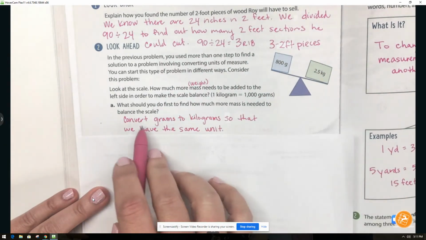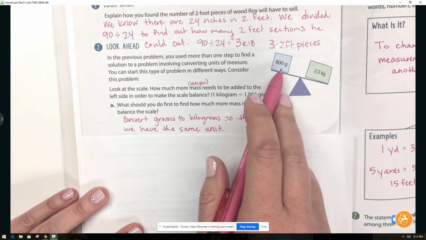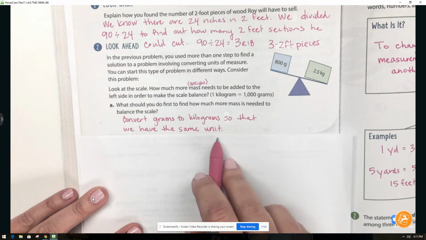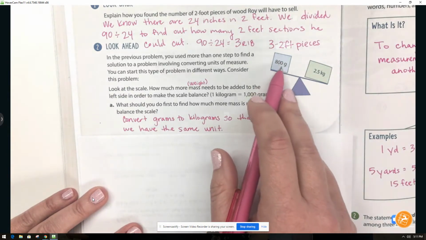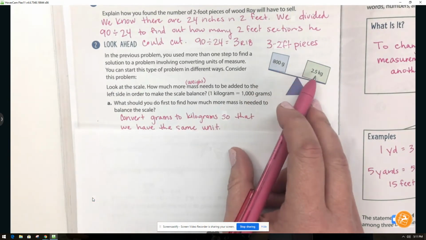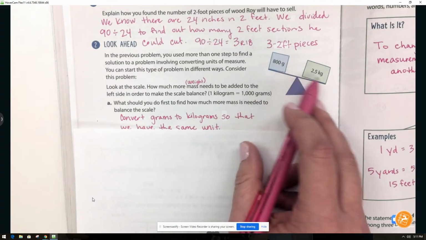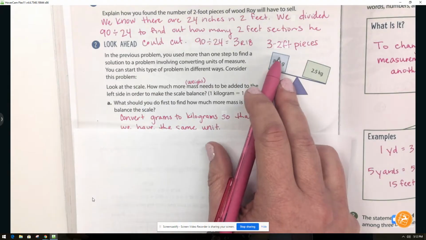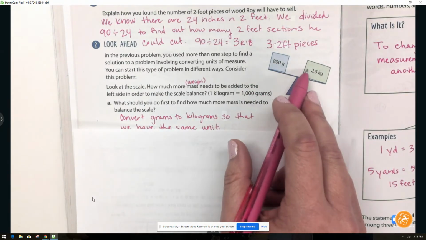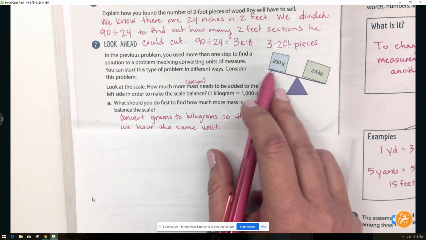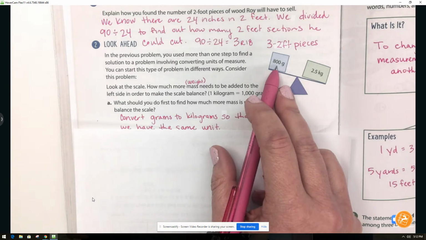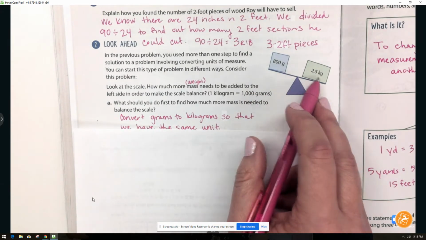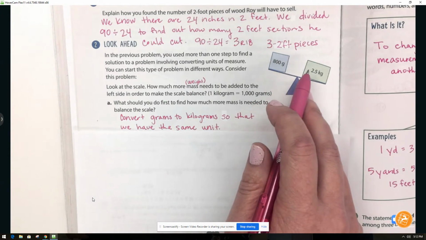So the first thing we need to do is convert these grams into kilograms so that we have the same unit. We cannot compare grams and kilograms to each other until we have the same unit, because this 800 grams does not mean the same as this 2.5 kilograms. So we need to change 800 grams into kilograms so that we have the same unit, and then we can figure out what we need to do.